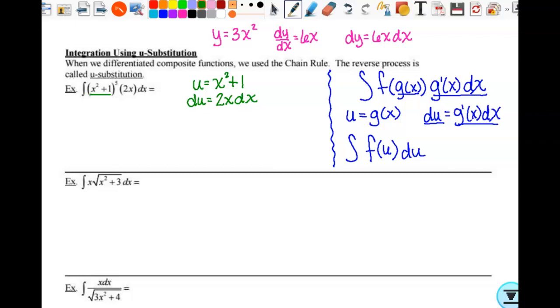Everybody with me? So now I'm going to rewrite this as the integral. Instead of x squared plus 1 right here, I'm going to put u. So that gives me u to the 5th. And instead of 2x dx, I'm going to get du. But then we have to integrate, right? I kind of stopped there because it didn't make a lot of sense to do anything else. But now I'm just using my power rule, right? So this is going to be equal to u to the 6th divided by 6 plus c.